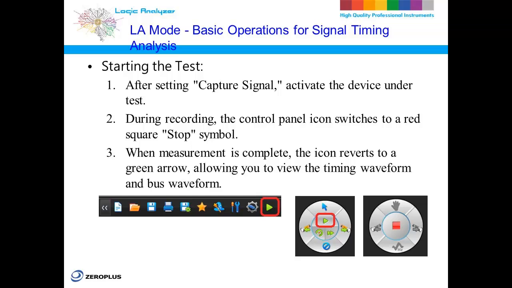During this process, the recorded signals will reflect the actual operation of the DUT, which helps in analyzing its behavior and the accuracy of the signal transmission. Once the test is complete, you can begin reviewing the timing waveforms and bus waveforms captured by the instrument. This is a crucial step for performing further analysis and diagnostics.